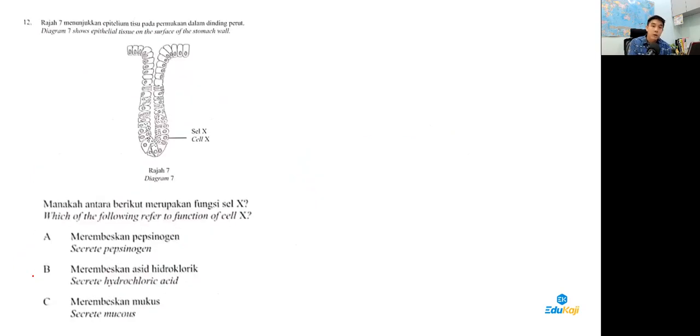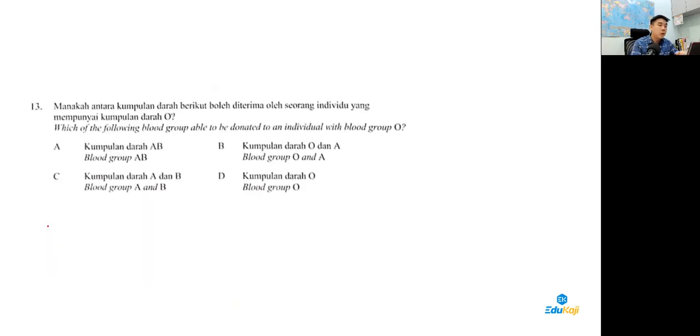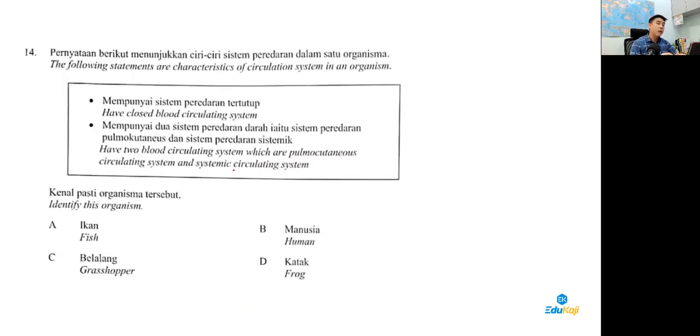Okay, number 12 from chapter 9. So cell X here is to secrete pepsinogen, guys. Cell X here is to secrete pepsinogen, which can be converted to pepsin. So 12A. And then number 13 is from chapter 10. Which of the following is able to be donated to O? So O can only receive from O. Very easy question. 13, donkey.